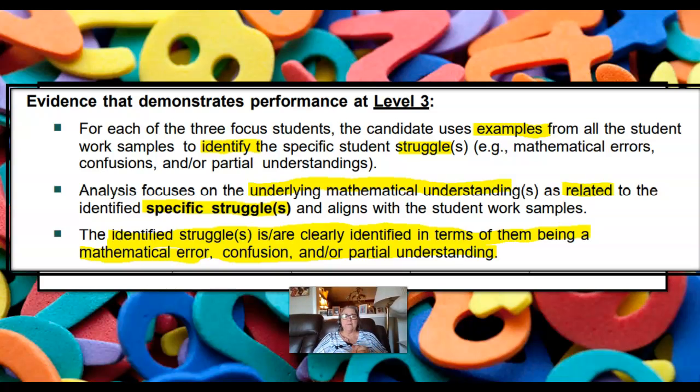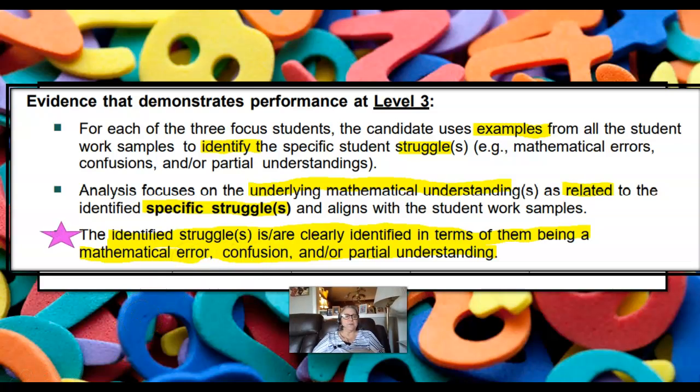So, for example, if it was a procedural thing, did they get the problem wrong because they didn't understand how to do the procedure, or are they misunderstanding the concept altogether? And if you believe they've misunderstood the concept, what makes you think that? So you want to make sure that you are clearly identifying it in terms of it being a mathematical error, confusion, and partial understanding. So it becomes important that you use these terms here.